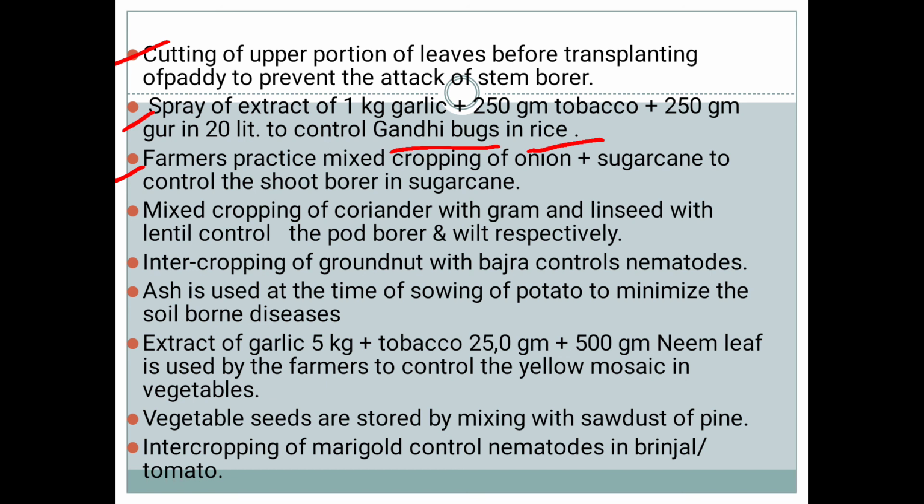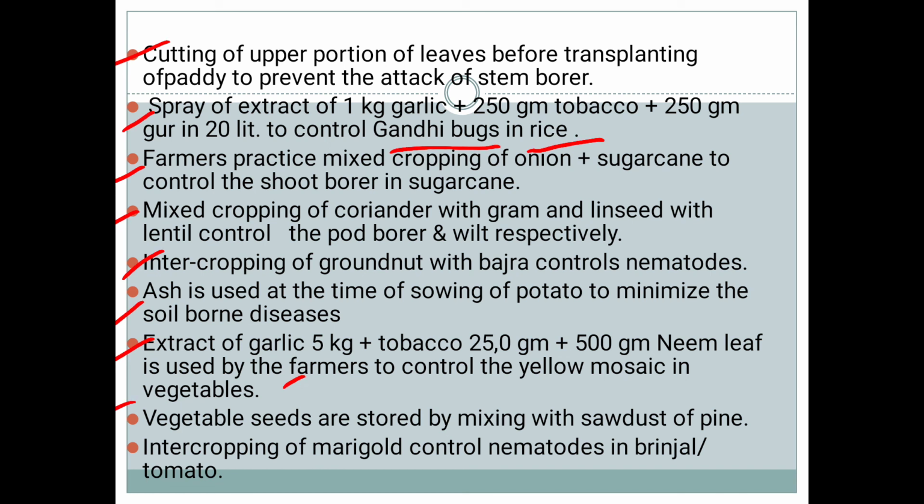Farmers practice mixed cropping of onion and sugarcane to control the shoot borer in sugarcane. Mixed cropping of coriander with gram and linseed with lentil controls the pod borer and wilt respectively. Intercropping of groundnut with bajra controls the nematodes. Ash is used at the time of sowing of potato to minimize soil-borne diseases. Extract of garlic 5 kg, tobacco 25 to 50 grams, and 500 grams of neem leaf is used by farmers to control the yellow mosaic disease in vegetables.